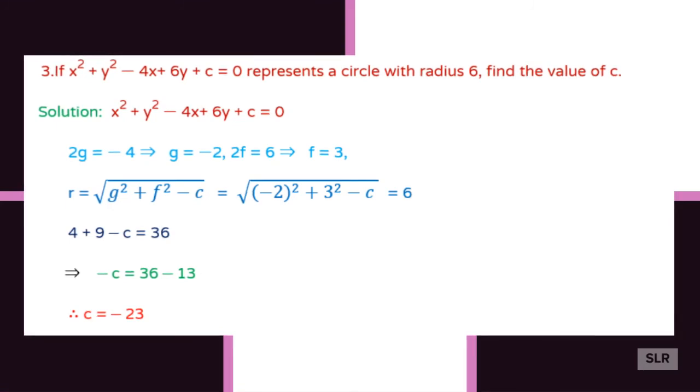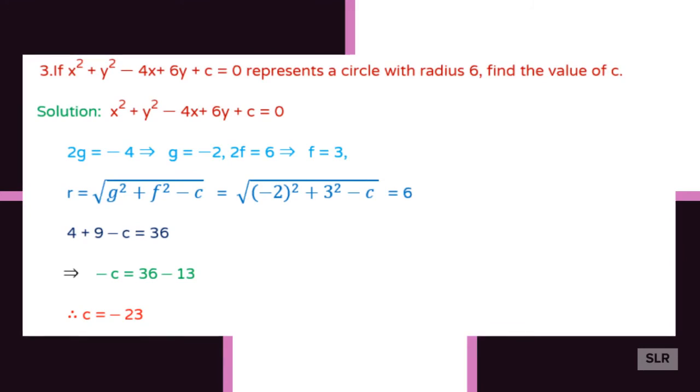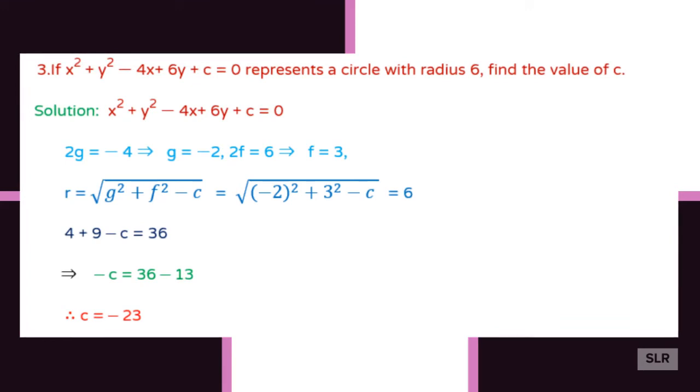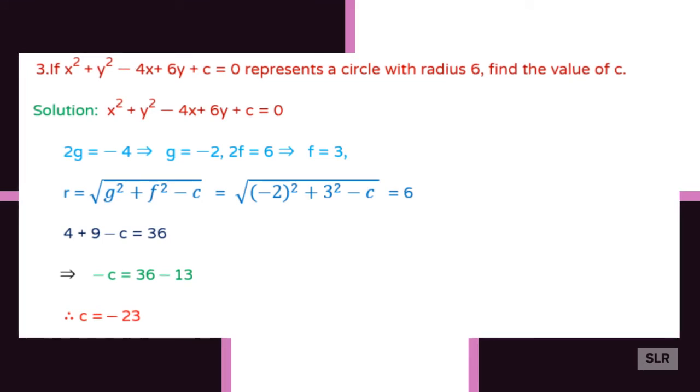Here the given value is r = 6. Therefore, √(g² + f² - c) = 6. Substituting g and f values, √((-2)² + 3² - c) = 6. Squaring on both sides, (-2)² is 4, plus 9, minus c = 36. Minus c = 36 - 4 - 9 = 36 - 13 = 23. Therefore, c = -23.